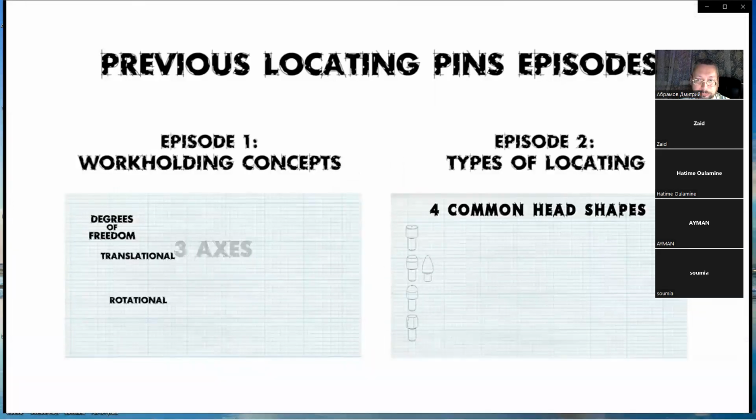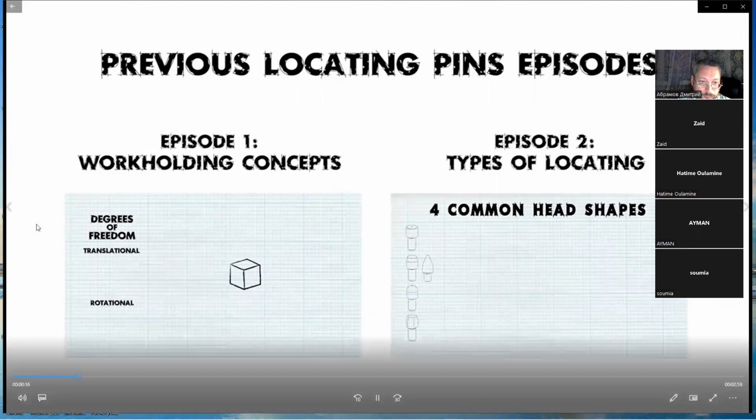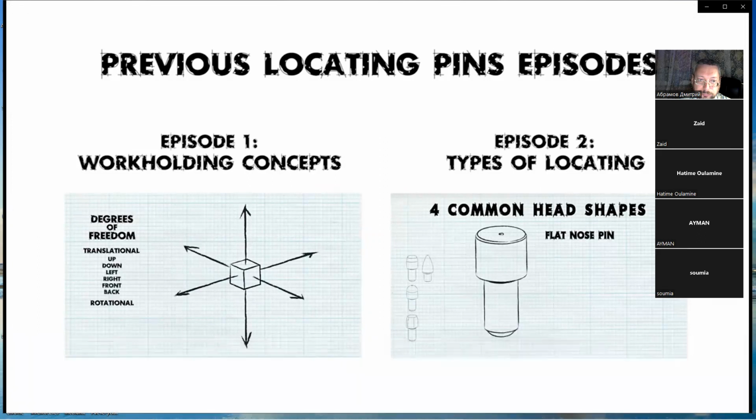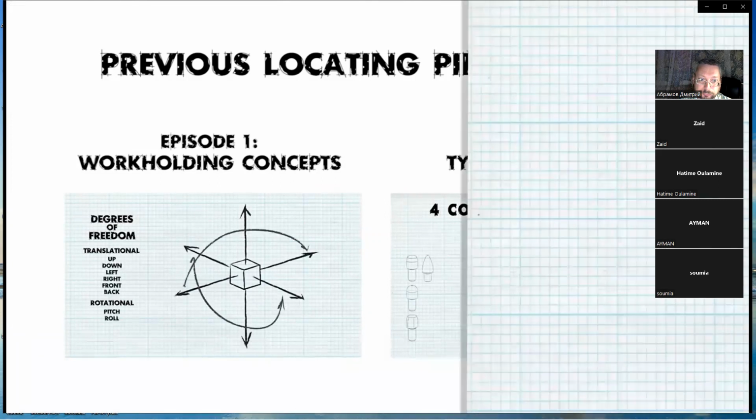In this episode of Engineer to Engineer, we'll take a look at mounting methods with different shank types. If you're new to the series, check out the previous episodes to learn more about locating pin head types and the basics to work holding concepts.